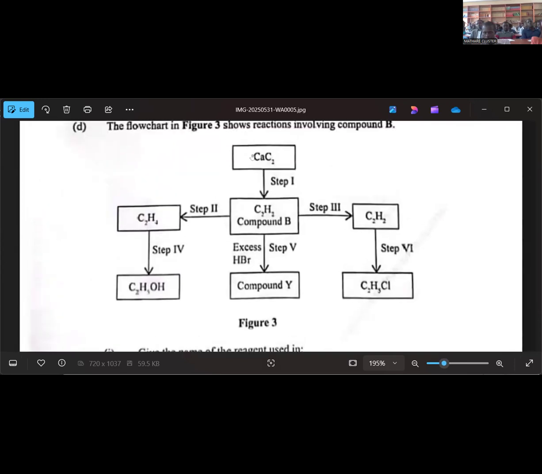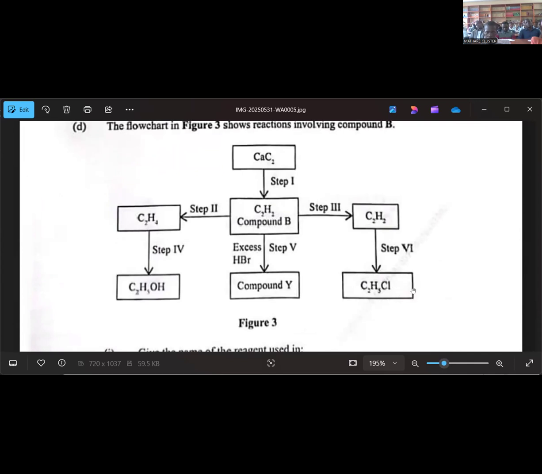So from calcium carbide to ethyne, we just add water. It's really simple. But now we have in here ethyne and calcium hydroxide, and we have to separate them to make it into ethyne. That's simple evaporation.